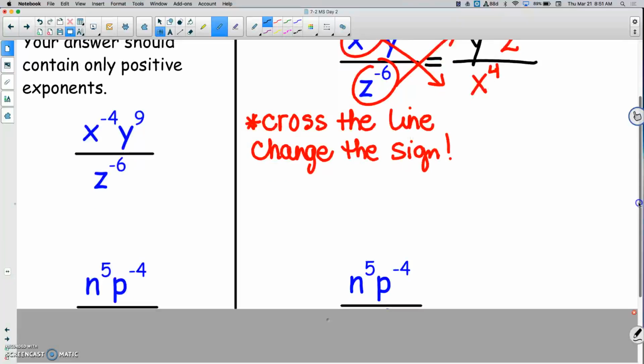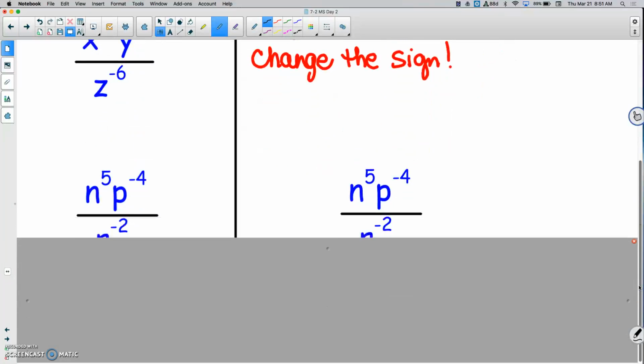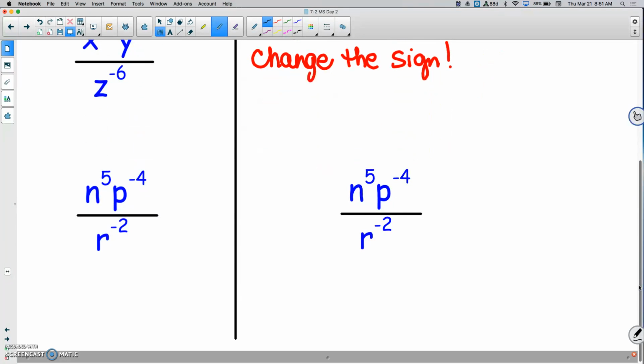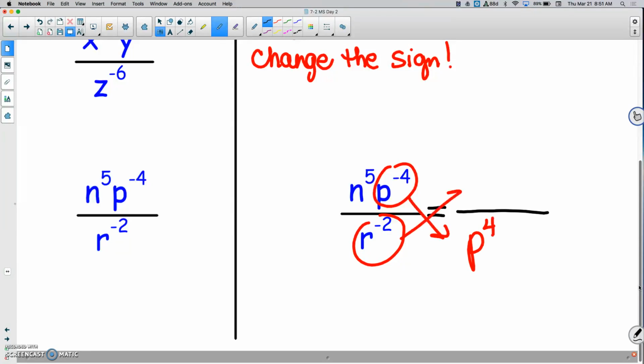Now this next one, maybe you can do on your own. So circle the negative exponents. Those are the ones that are going to move. So remember, if you cross the line, change the sign. Cross the line, change the sign. Put this one on the bottom, put this one on the top. And they're both positives. And then n to the 5th stays right where it was.